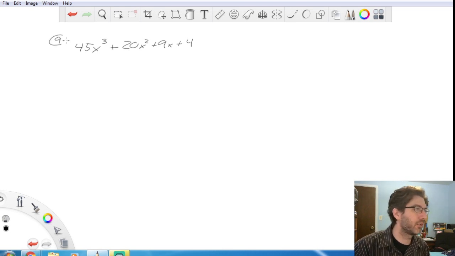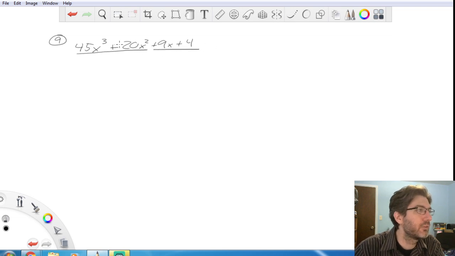This is 9 for Deirdre. Okay. Again, group the first two terms and group the second two terms. The first two terms, you can take out 5x squared. That's going to leave you with 5x squared times, and then 45 divided by 5 gives you 9. X to the third divided by x to the second gives you x. 20 divided by 5 gives you a positive 4. And x squared divided by x squared gives you a 1. You don't write it. It cancels.